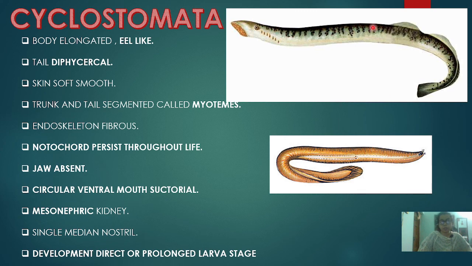And the skin is smooth. You can see the skin is smooth and eel-like and slippery type. The skin is usually slippery type. And the body is divided into several myotomes, from the tail and the trunk segment. You can see many segments here. These are known as the myotomes.